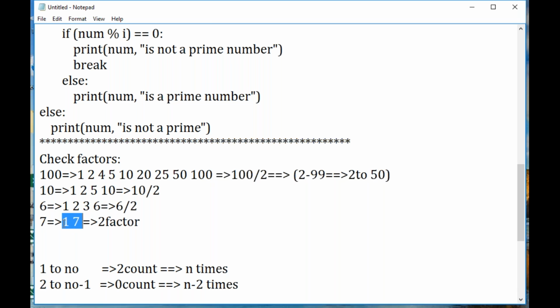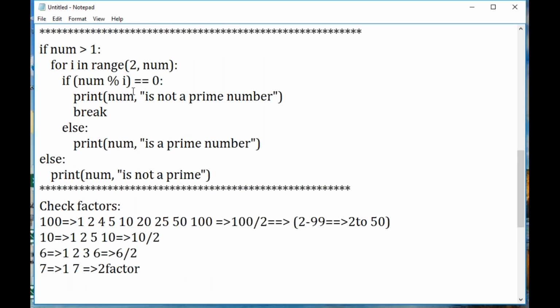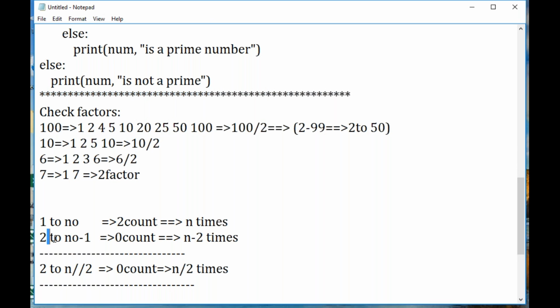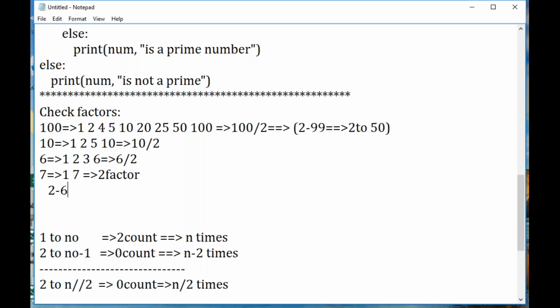Normally if I take 7, 7 will have 2 factors, which is a prime number will have only 2 factors. So it will be divisible only 2 times. If it is divisible 2 times, I can name it as a prime number. So here what we did is we are taking a range of 2 to n minus 1. For 7, if I take a range from 2 to 6, the number should not be divided. The reason is I didn't include 1 and the given number.